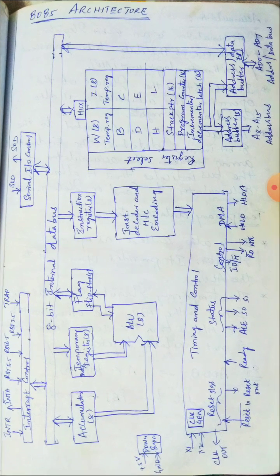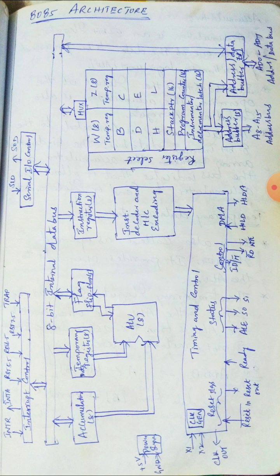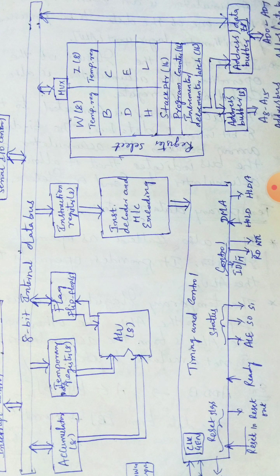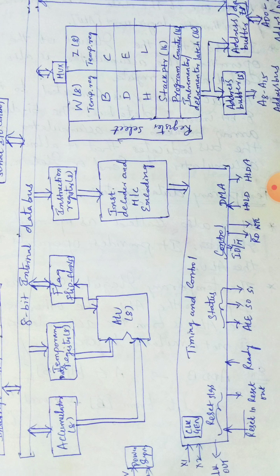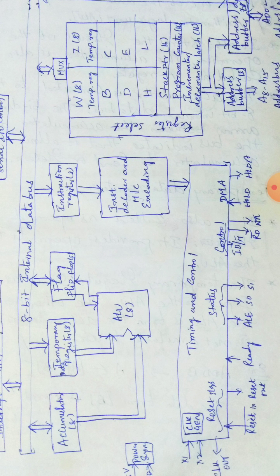This timing and control unit has the following signals. Let us see them one by one. First, the DMA signals: HOLD and HLDA, for direct memory access. If you want to access memory directly, without using the CPU, direct memory access can be done by using these HOLD and HLDA pins. And here the control signals are there. What are the control signals? Here the control signals are IO/M bar. IO/M bar means input output / M bar, that is memory.